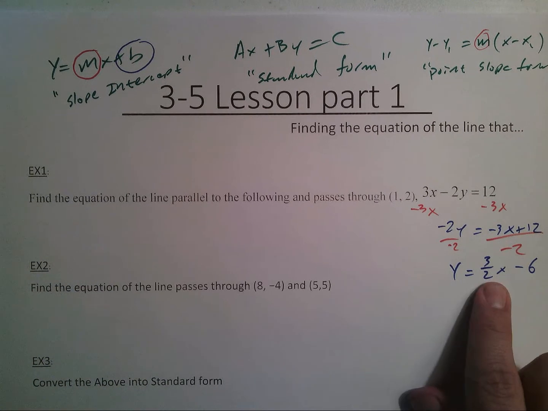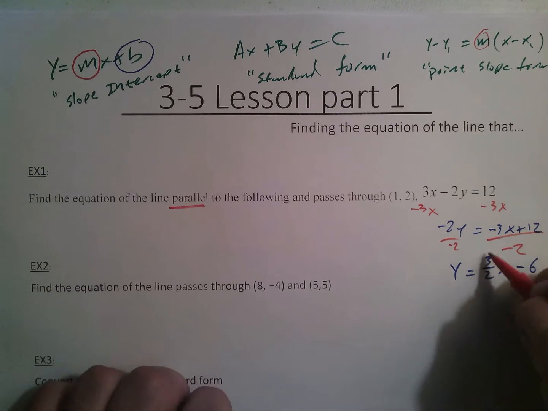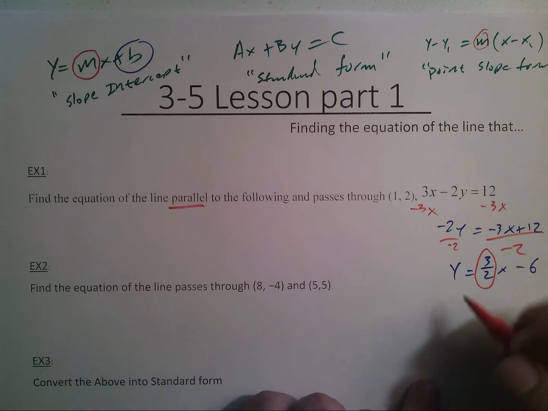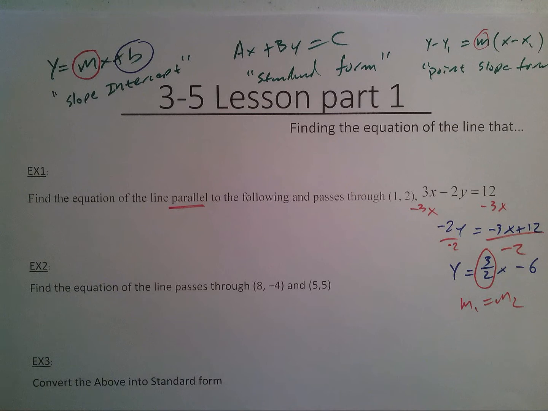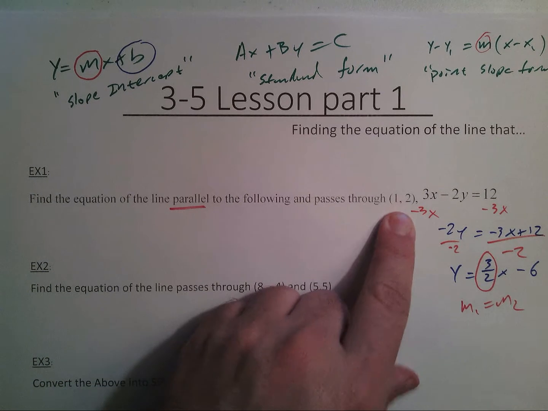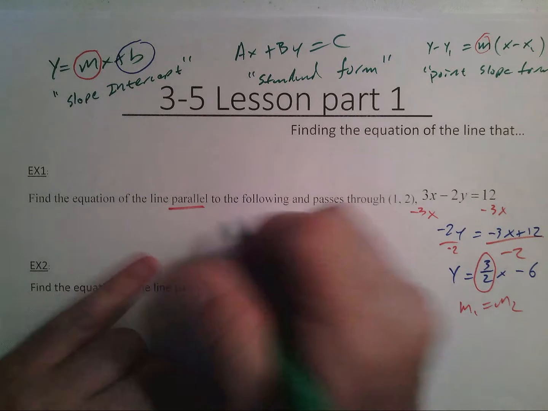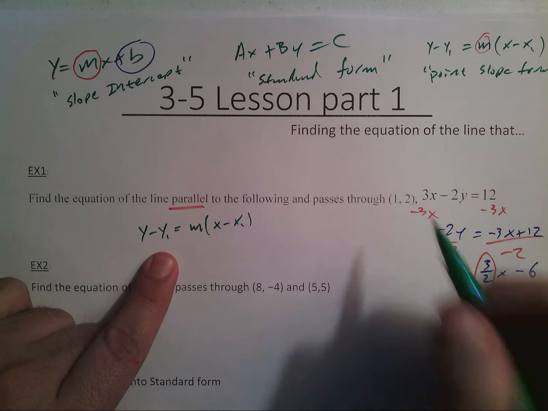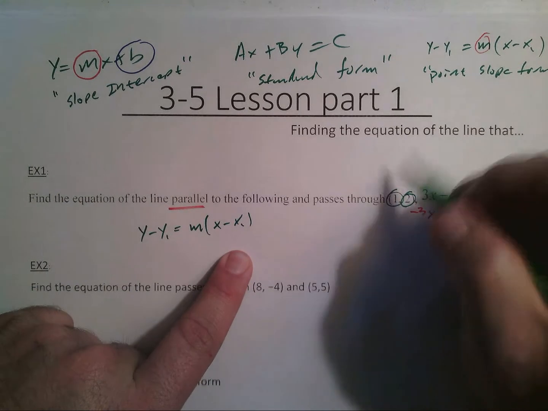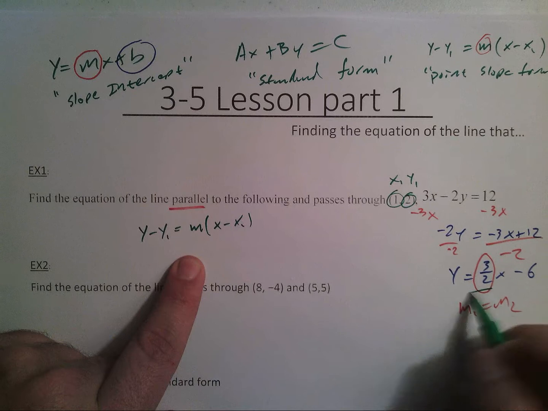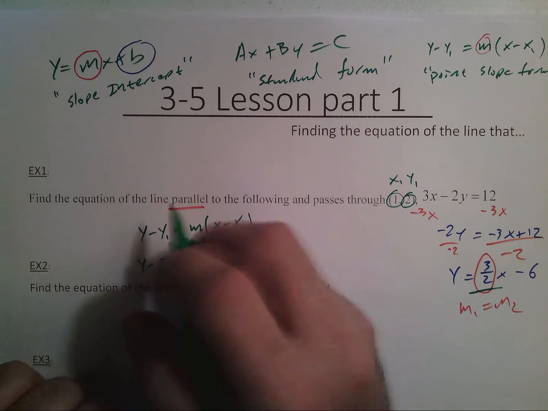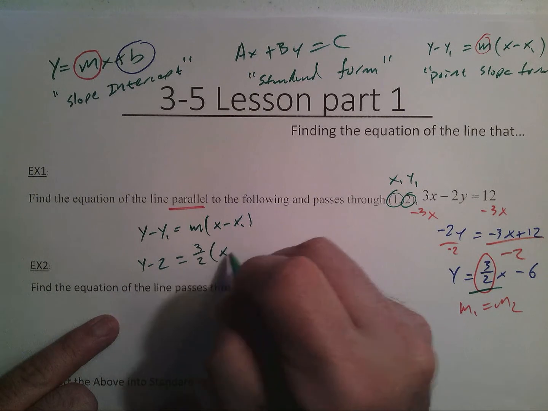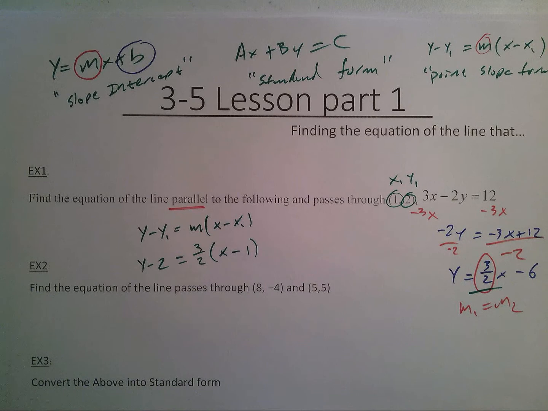And whatever's in front of my x is my slope. So the slope that I have to be parallel to is 3/2. Now, just so you know, parallel means m1 equals m2. In other words, my new slope has to match 3/2. I have to have this slope, and I have to pass through that point, so I can use point slope form. Point slope form is y minus y1 equals m times x minus x1. So y1 is going to be 2, x1 is going to be 1, and my m is 3/2. So I have y minus 2 equals 3/2 times x minus 1.